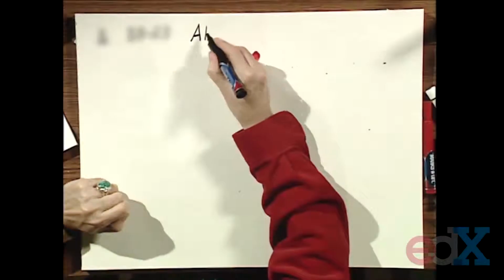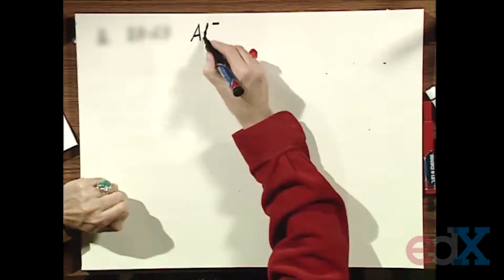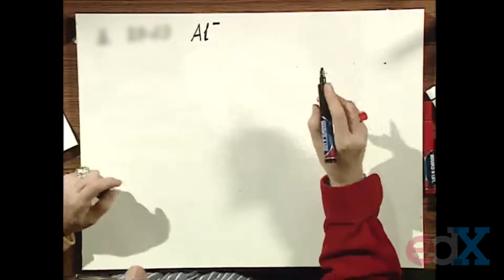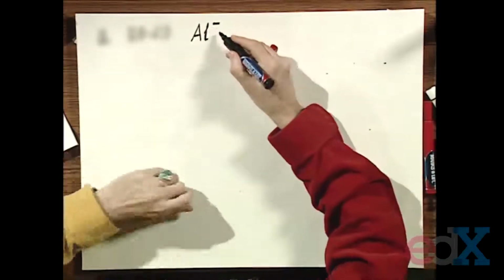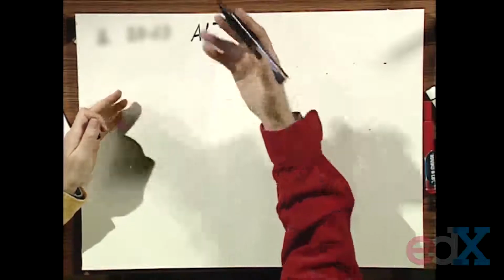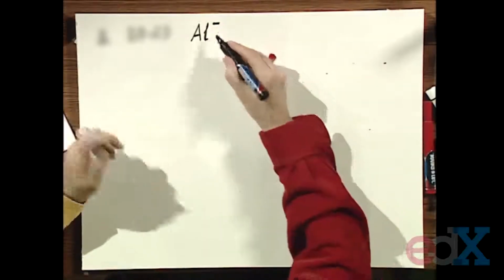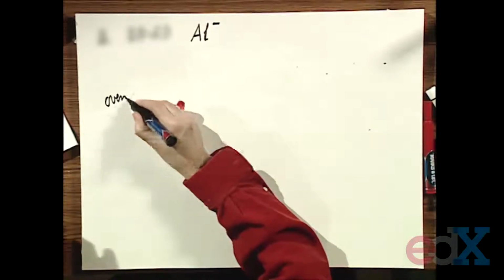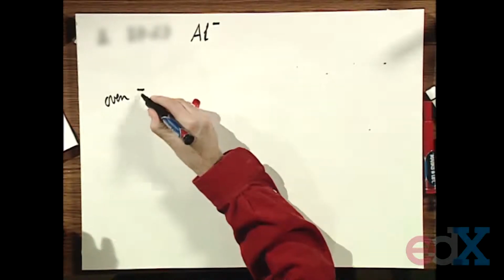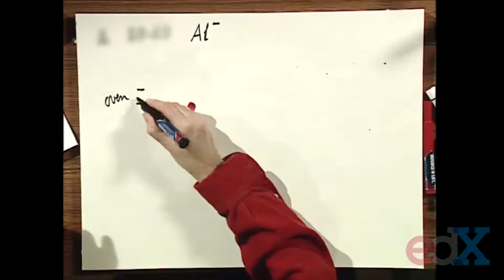Very clever idea. We have aluminum ions, negatively charged. I've assumed they're negatively charged, so they have an extra electron. They could have been positively charged if you strip an electron off, but this is my assumption.